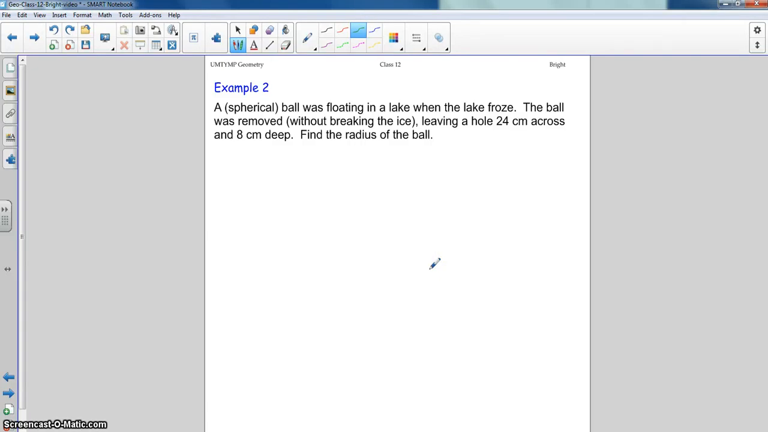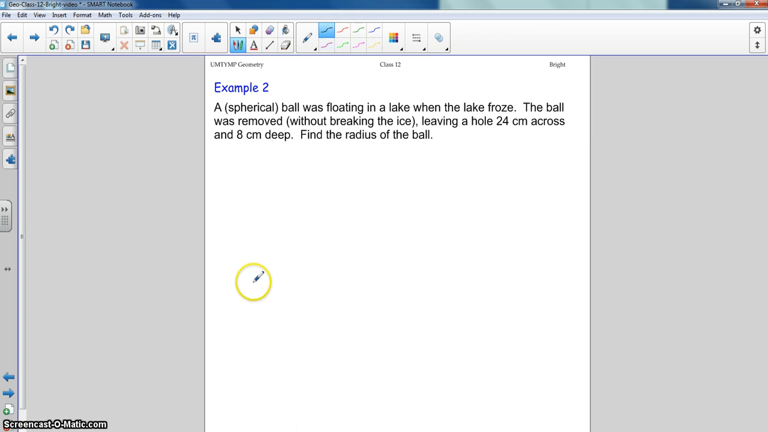Alright, and in this example we're going to talk about spheres again. We're going to do an example where a spherical ball is floating on a lake and then the lake froze. Okay, and then when the ball was removed, what happened was that there was a 24 centimeter hole across that was also 8 centimeters deep. So our goal here is to find the radius of the ball.